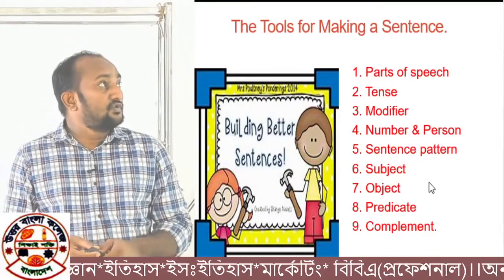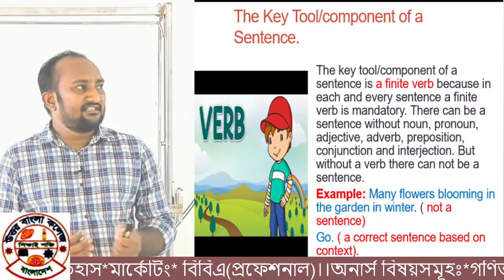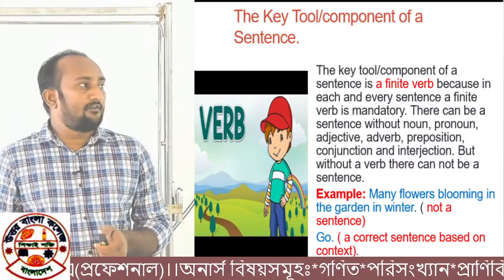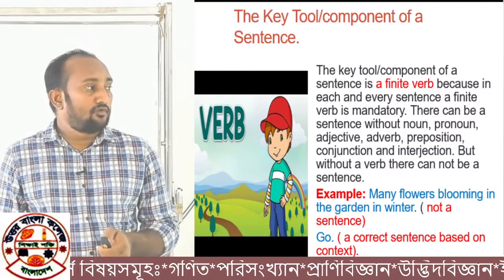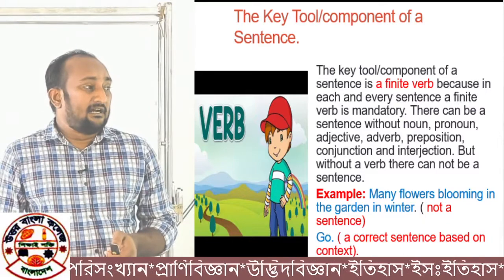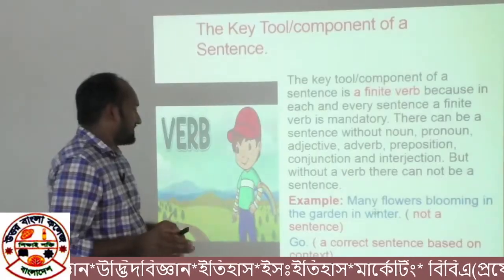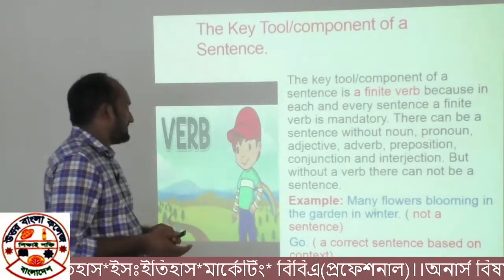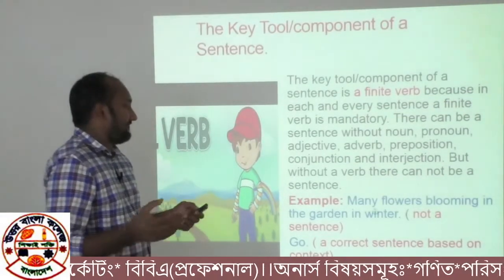So the key component of a sentence is a finite verb, because in each and every sentence a finite verb is mandatory. There can be a sentence without a noun, pronoun, adjective, adverb, preposition, conjunction or interjection, but without a verb there cannot be a sentence. Example: many flowers blooming in the garden in winter. Not a sentence, because here we don't have a finite verb.